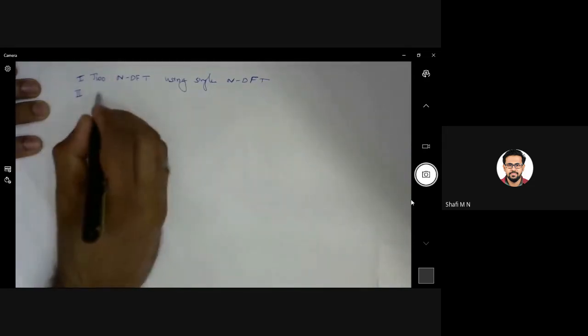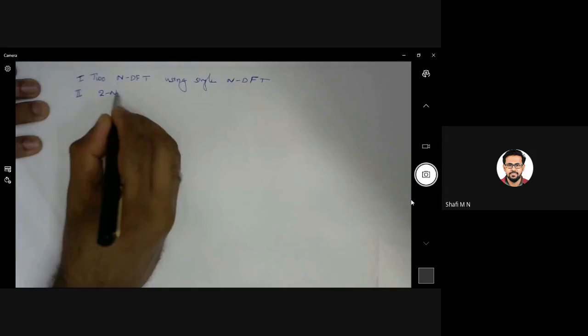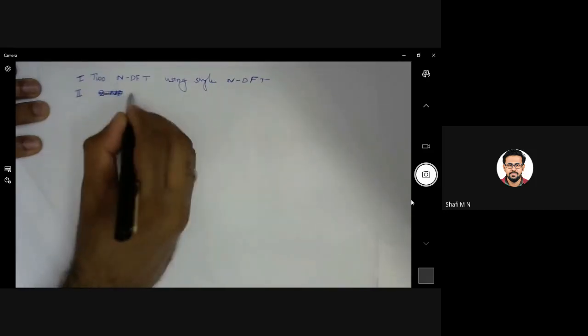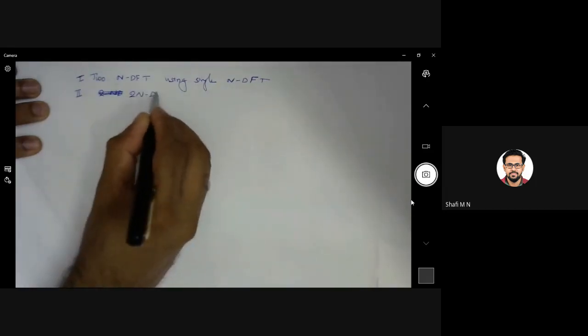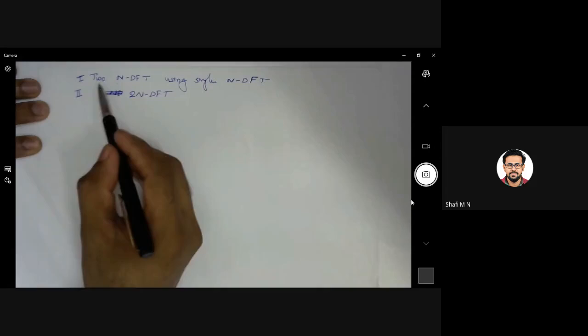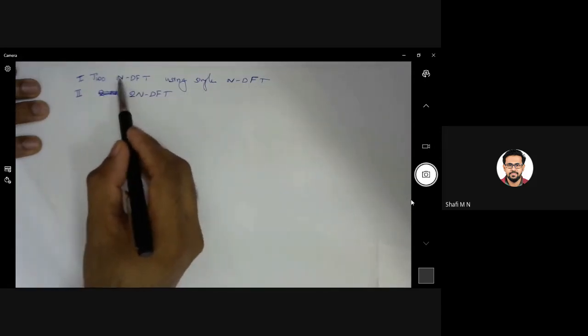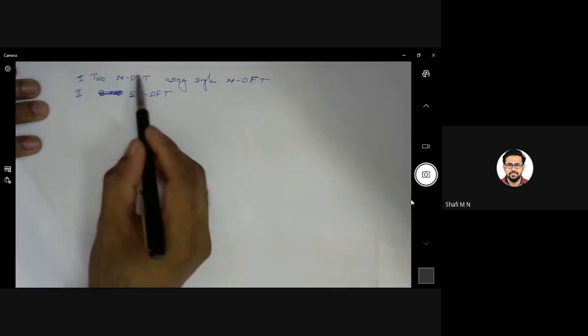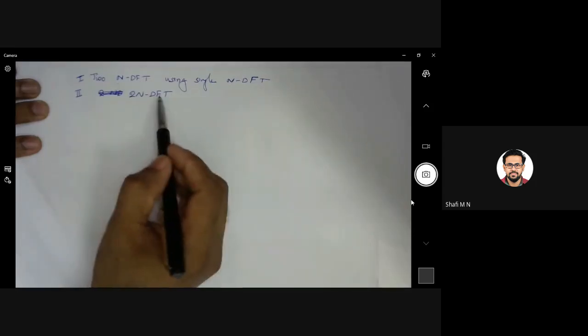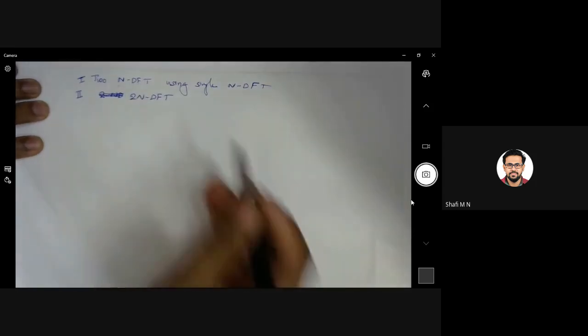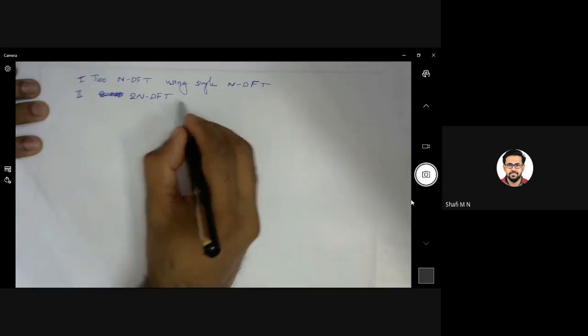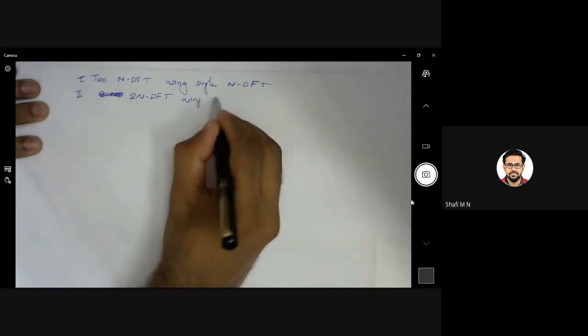So the second one is computation of a 2N-point DFT. It's better to write it like this: 2N-point DFT. That's why I intentionally wrote it as 2N. It's like two 4-point DFTs, and it is like an 8-point DFT. This is 2N. So you have to calculate a 2N-point DFT using an N-point DFT.